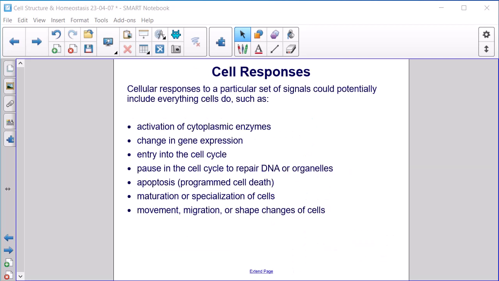Cell responses. Cellular responses to a particular set of signals could potentially include everything cells do, such as activation of cytoplasmic enzymes, change in gene expression, entry into the cell cycle, pause in the cell cycle to repair DNA or organelles, apoptosis or programmed cell death, maturation or specialization of cells, and movement, migration, or shape changes of cells.